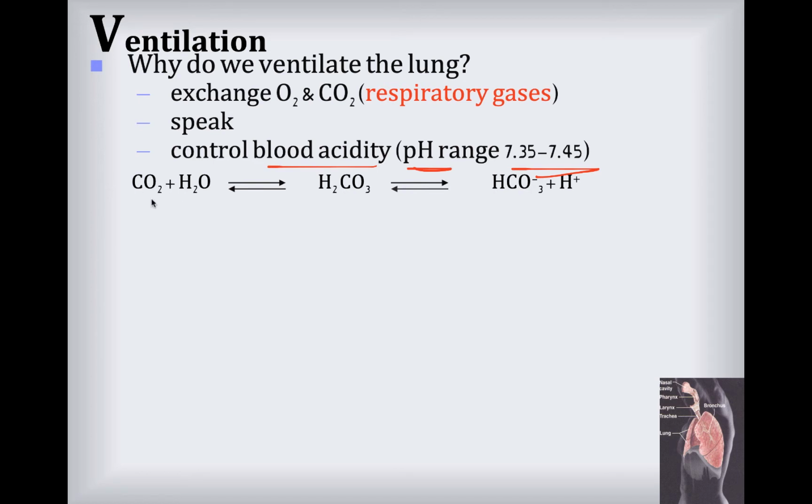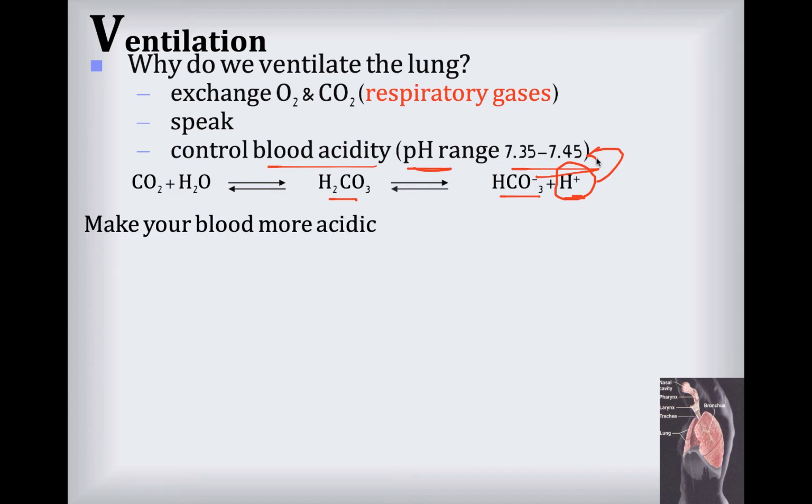CO2 in solution will combine with the water to create carbonic acid. Well, it's an acid, so it dissociates to release protons. And what's left over is the bicarbonate ion. And so there you can see, if we increase the number of protons, then we're going to make the blood more acidic and pH goes down. Don't forget, more acidic, lower pH.